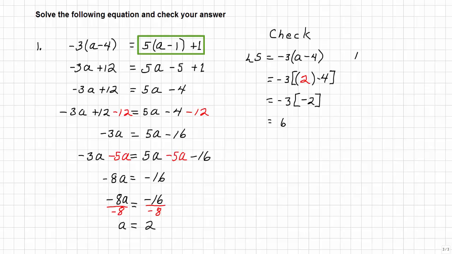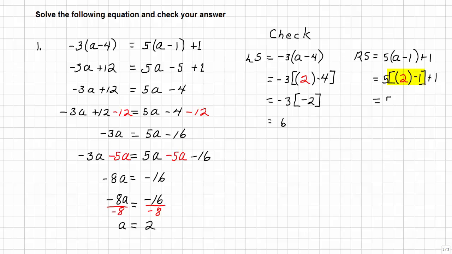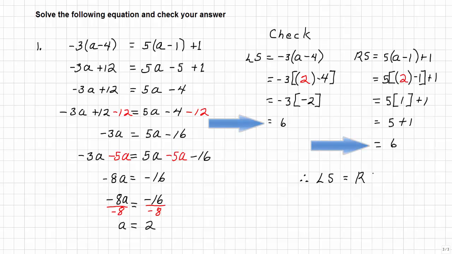On the right side, we have 5 bracket a minus 1 plus 1. So I substitute the 2 in for the a, and again, I've changed the outside brackets to square brackets to avoid confusion. Now inside the bracket, I have 2 minus 1, which is plus 1. You multiply that plus 1 by 5, which is outside the brackets. You get 5, and you bring down the plus 1, so you end up with 5 plus 1, or 6. So now if you look at these, you can see that the left side is indeed equal to the right side, which confirms that the value a equals 2 is correct.